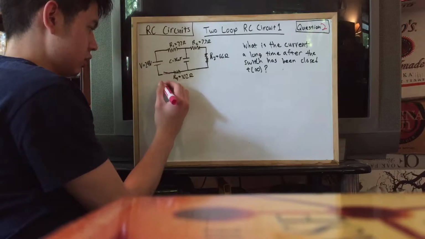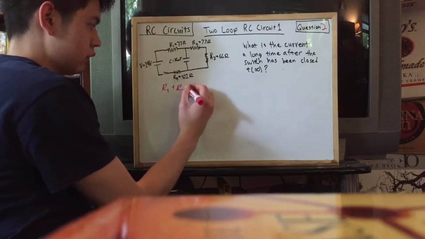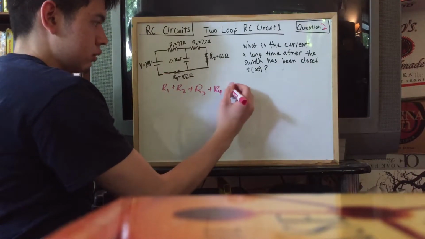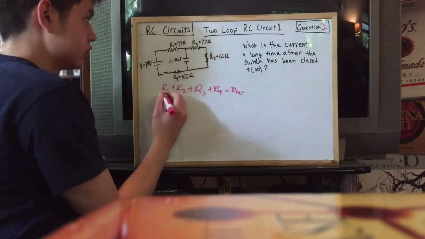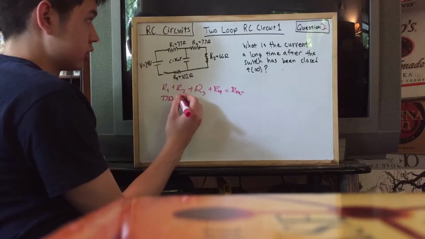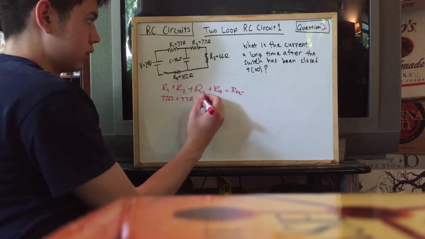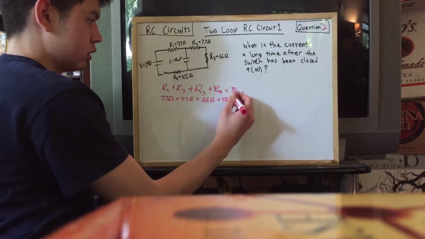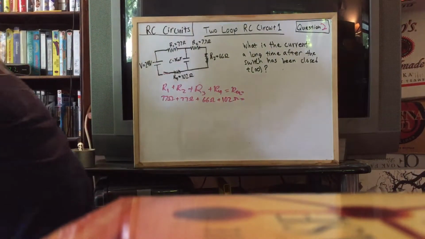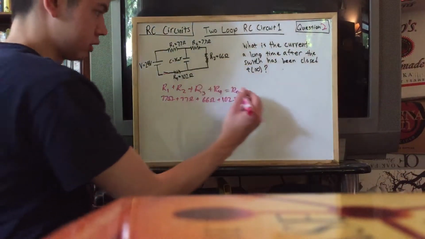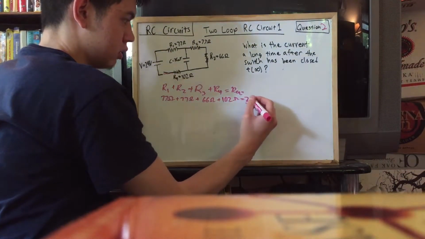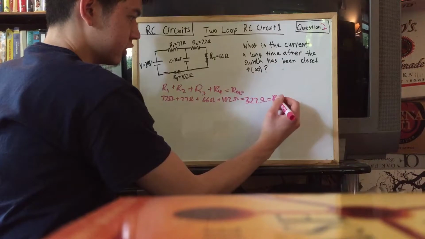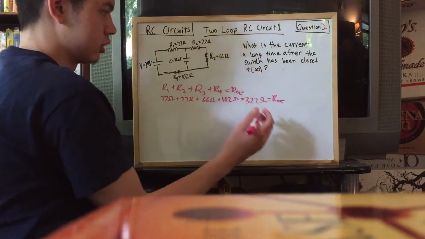R1 plus R2 plus R3 plus R4 will equal the equivalent resistance. So 77 ohms plus 77 ohms plus 66 ohms plus 102 ohms is equal to 322 ohms, and that'll be your equivalent resistance. Okay, 322 ohms.